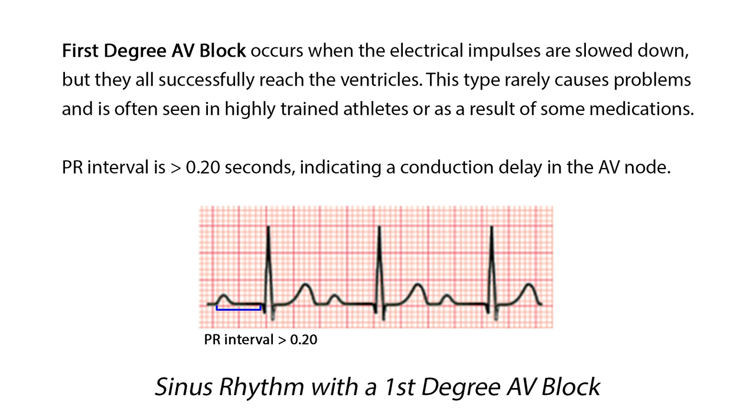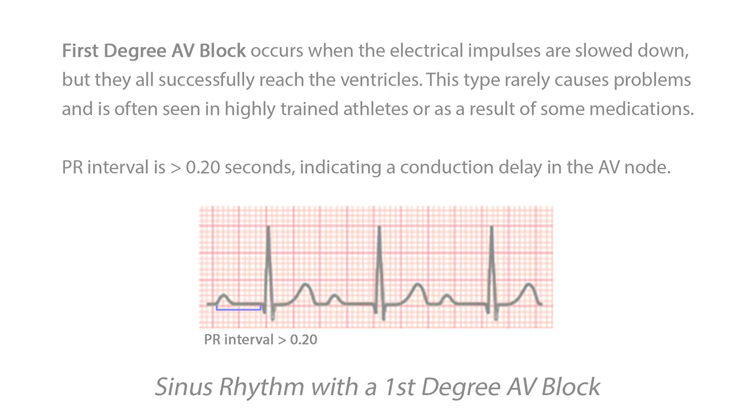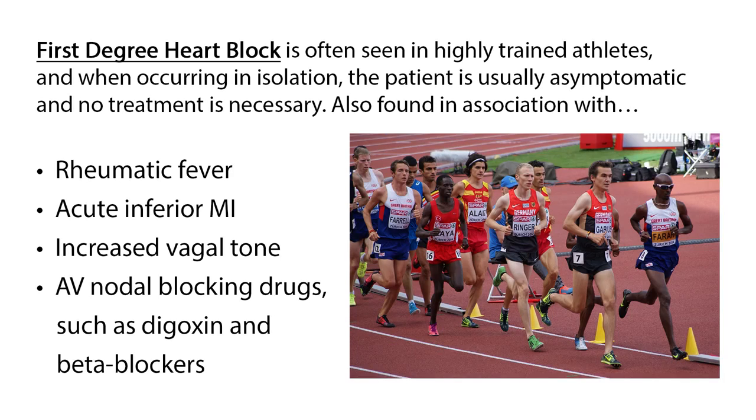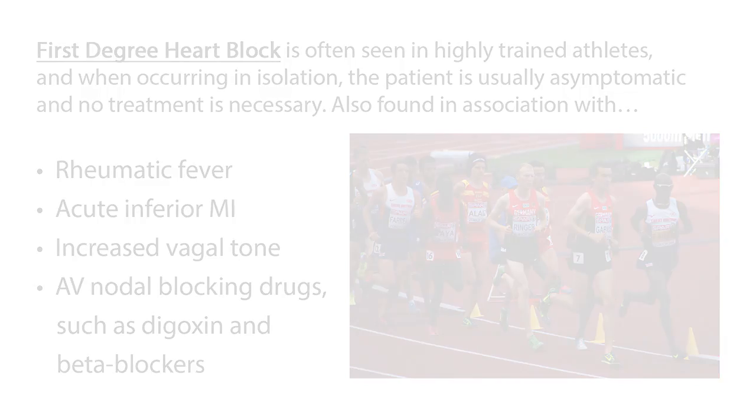The rhythm is always stated in the interpretation. For example, sinus rhythm with a first degree AV block, or sinus bradycardia with a first degree AV block. First degree heart block is often seen in highly trained athletes, and when occurring in isolation, the patient is usually asymptomatic and no treatment is necessary. It may also be found in association with rheumatic fever, acute inferior MI, increased vagal tone, and AV nodal blocking drugs such as digoxin and beta blockers.